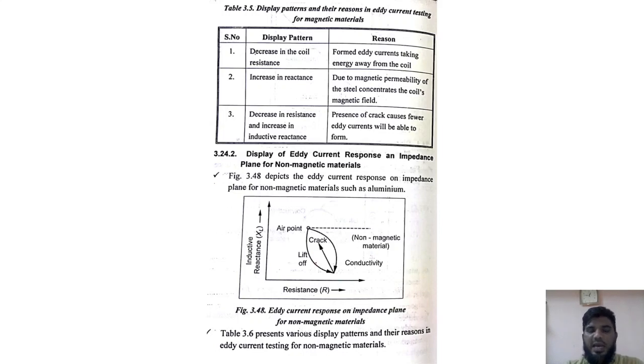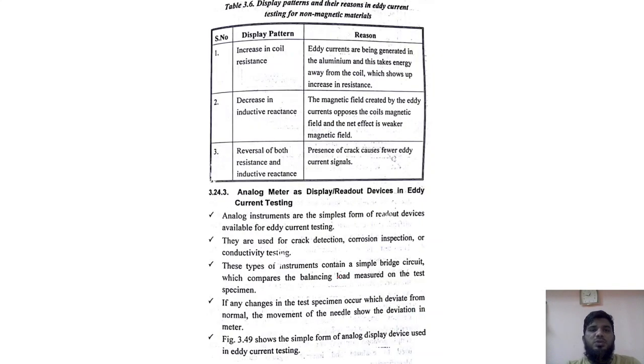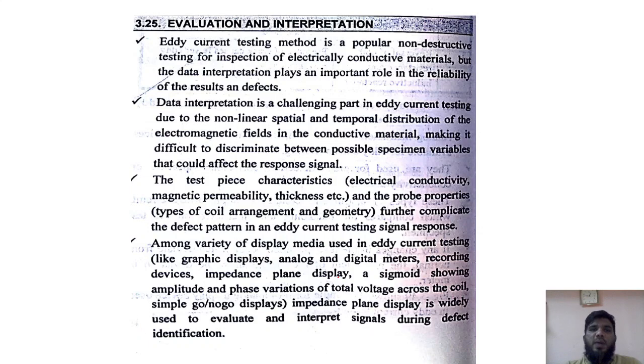So when a crack is present, suddenly there will be an increase in the reactance, whereas the resistance will be decreasing, because the crack will not allow the current to flow through it, whereas the magnetic field or the AC current will be trying to pass through. Okay, so next is evaluation and interpretation.